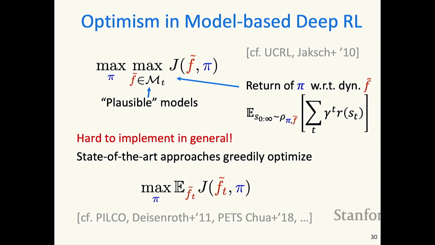So this is at the heart of PILCO, as a classical method for model-based RL with Gaussian processes, the PETS method using neural network ensembles, and so on. That's basically just average over your models, basically certainty equivalent control in some sense.